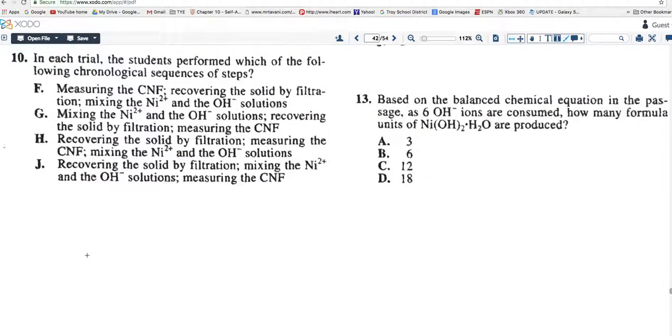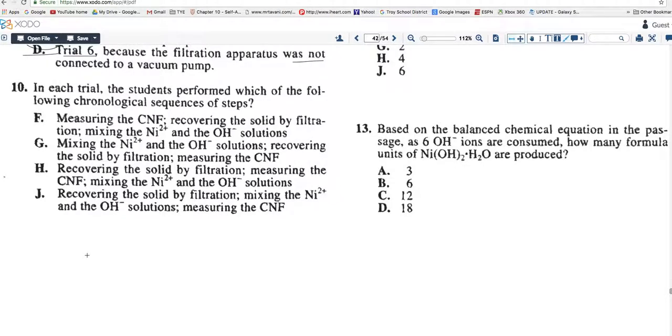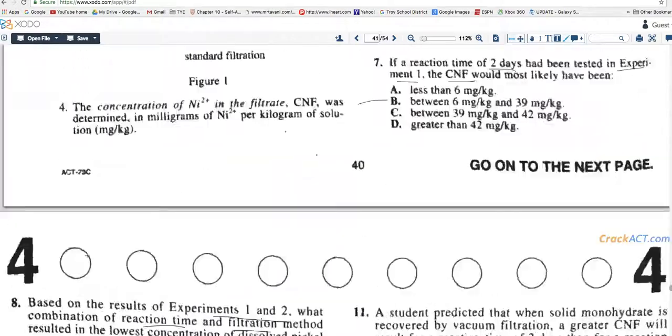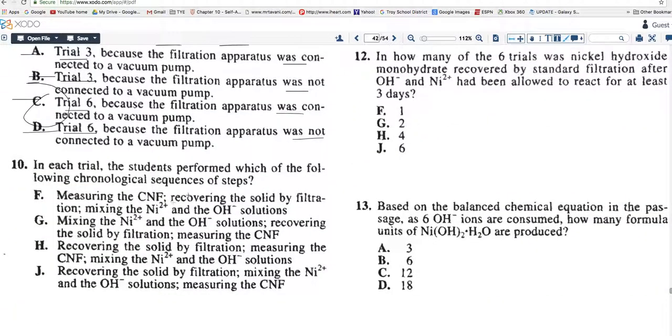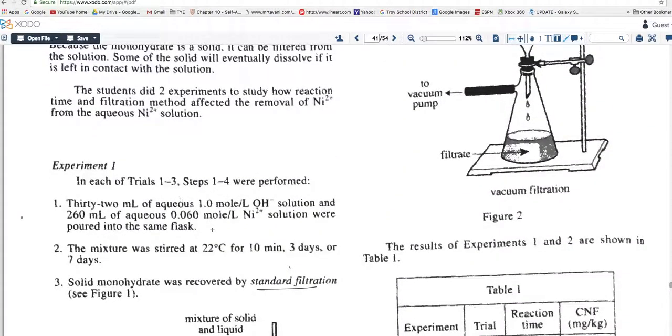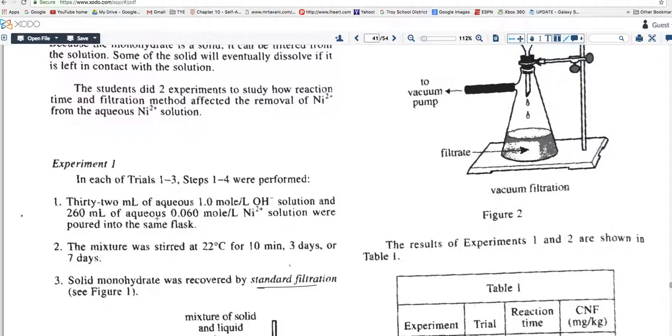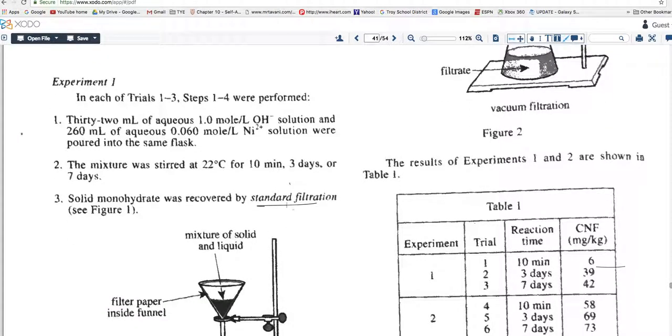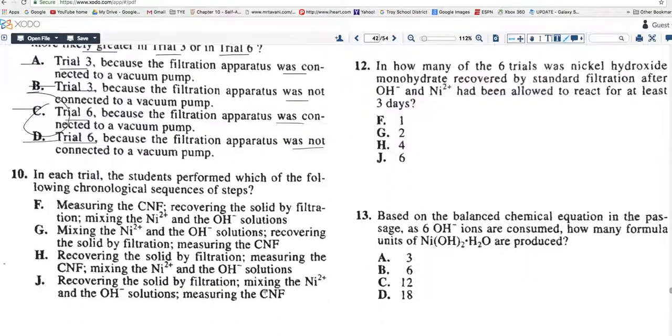10. Rohit. So you just have to look at the steps for this. They just mix the nickel and the OH. You can see this in experiment 1, number 1. And then they got the solid material from number 3. You can see that, and then you can see in number 4 they measured the CNM. Good. So they first mixed OH and Ni. They stirred it, poured it through here, filtered it out, and collected it. That answer choice is closest to G.